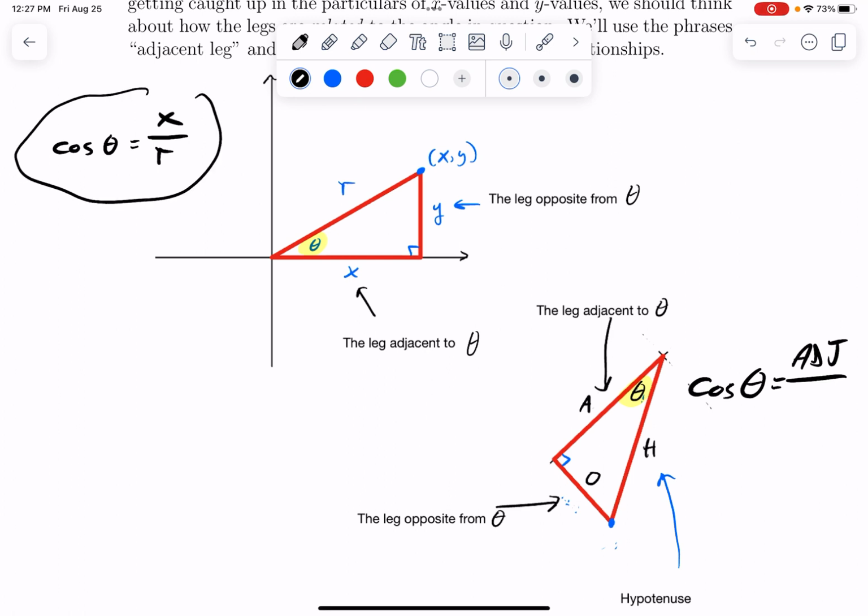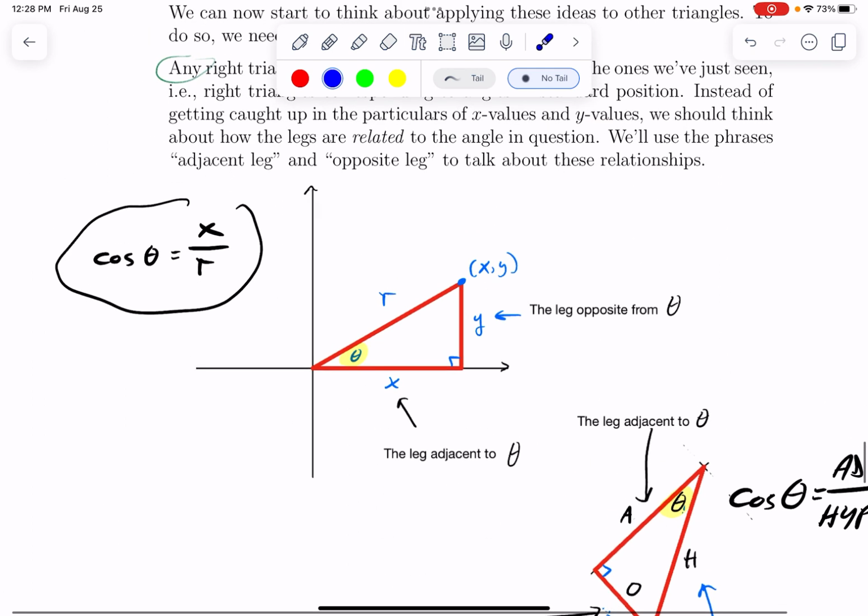Over here, cosine was x divided by r. X measures how long this thing is, the adjacent leg. R is the hypotenuse. Over here, here's the hypotenuse. I'm calling it just h for hypotenuse. So after I've moved this triangle around, we don't want to talk about x and y because that might not make sense. Instead, we want to look at this triangle and say, all right, here's the hypotenuse of my triangle. If this is the angle I care about, this is the leg that is adjacent to it. This is the leg that is opposite from it, right? It's as far away as possible.